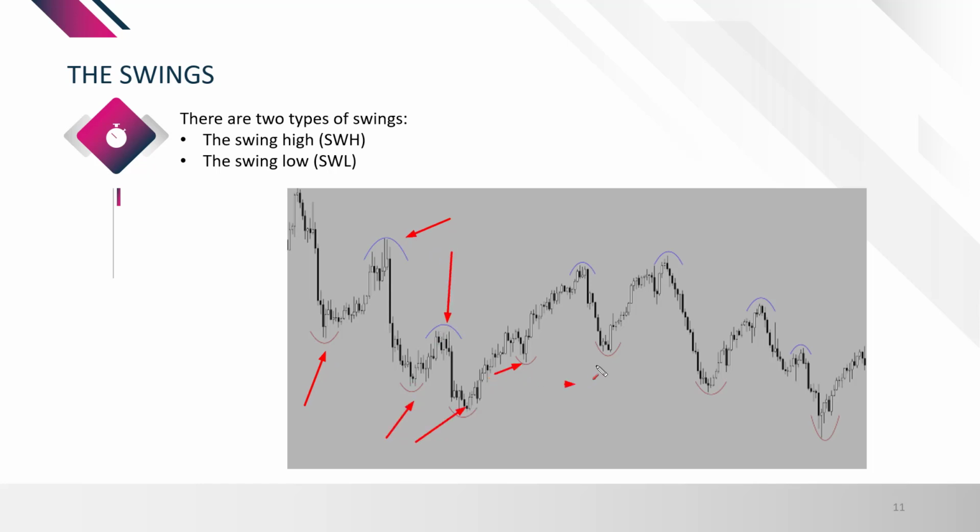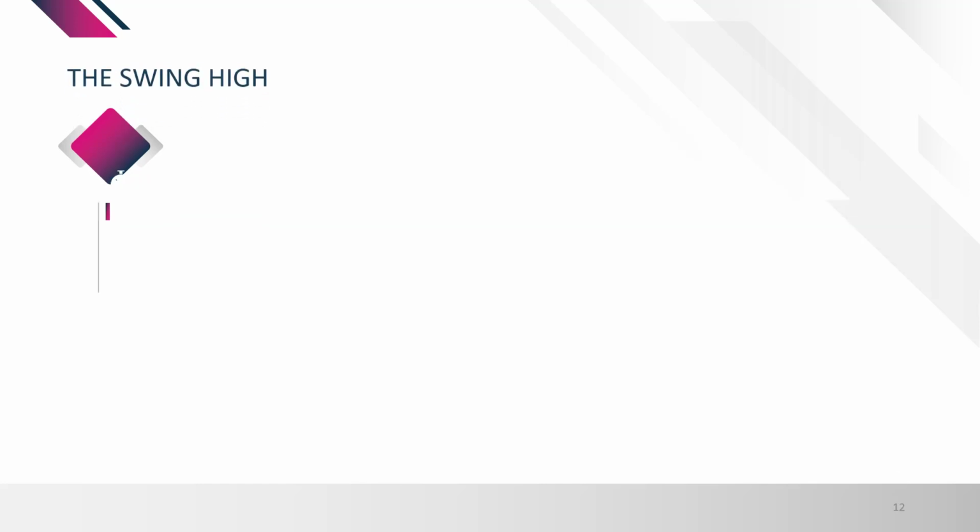The red marked lows, those are your swing lows. The blue marked zones, those are your swing highs. You must be in a position to identify a structure like this and be able to identify, okay, this is a swing low, this is a swing high.